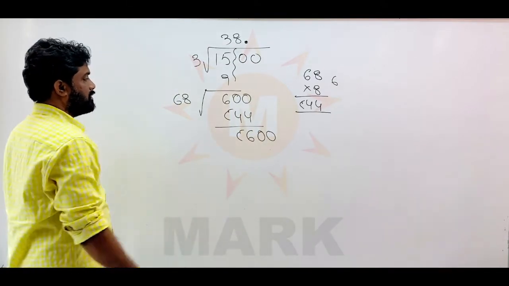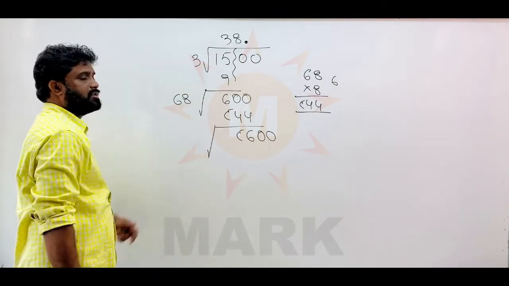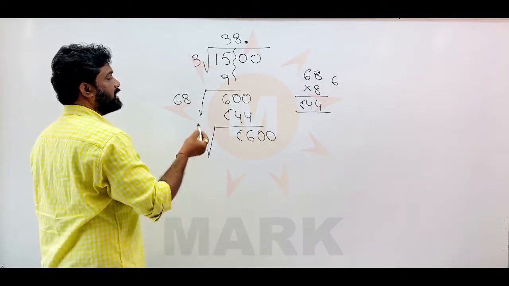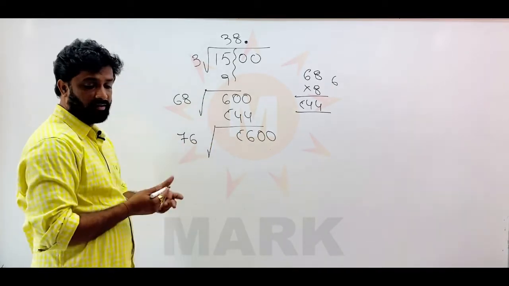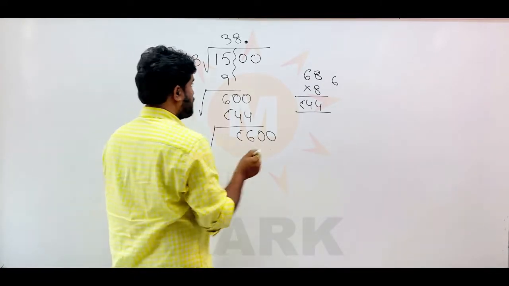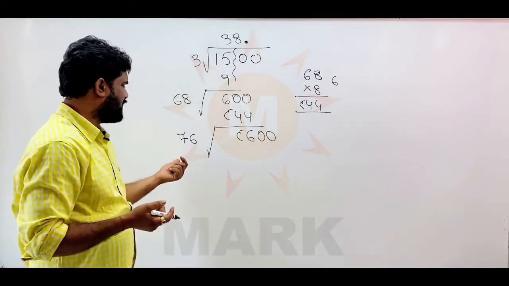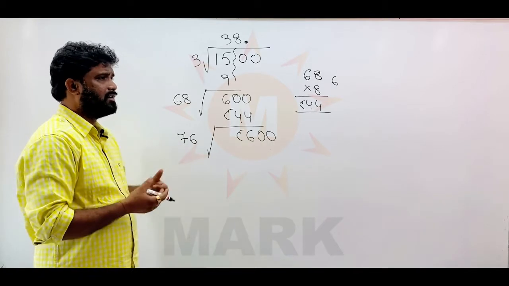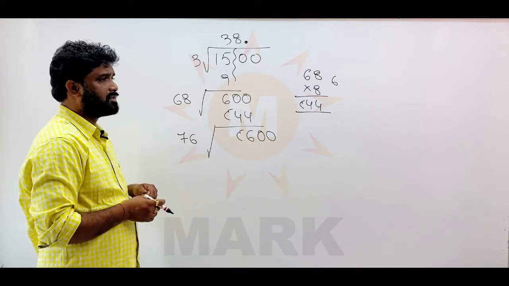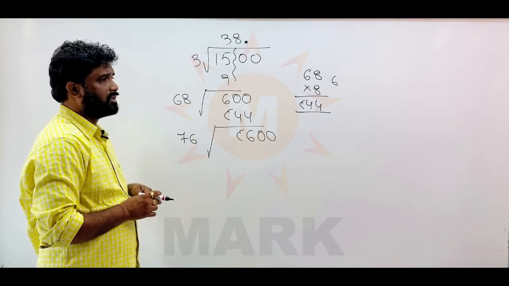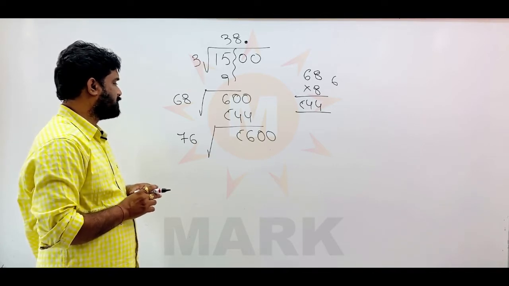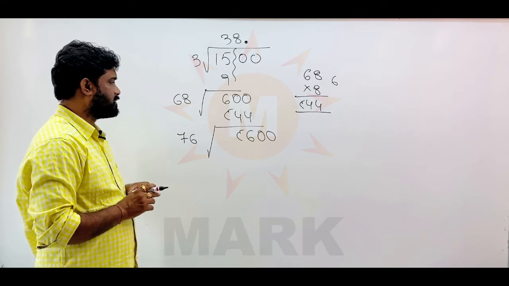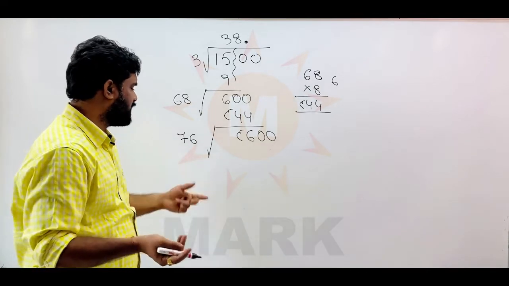Put a point here. Now what is double of 38? Double of 38 is 76. Am I right? So 76. My dear friends, here 76, which number can we go to? Clearly, if you put some number here, it will become some 700 number. If we put 7, 700 into 7 is coming as 4900. So I think easily we can go up to 7.